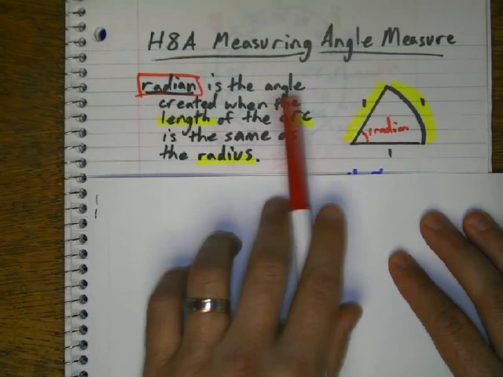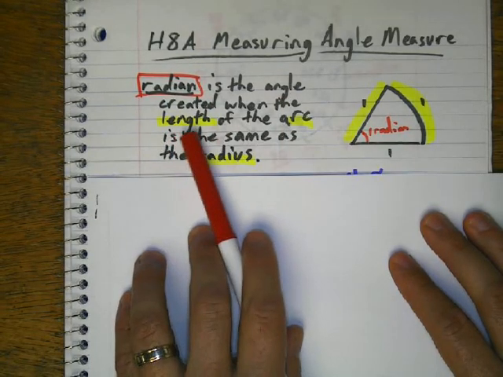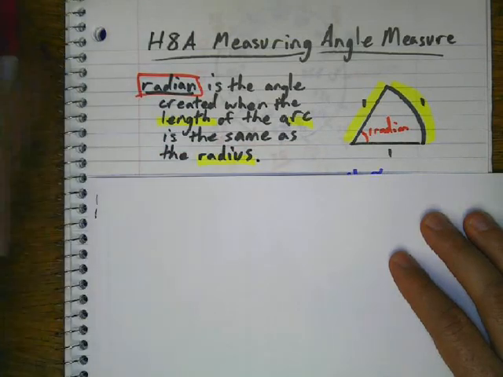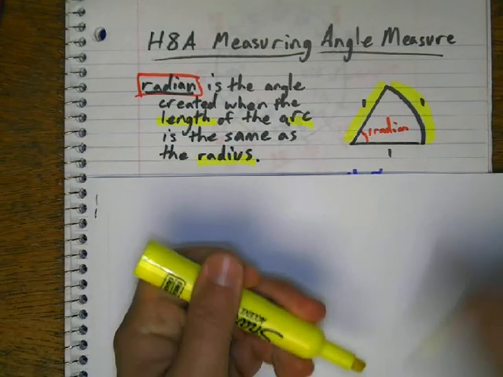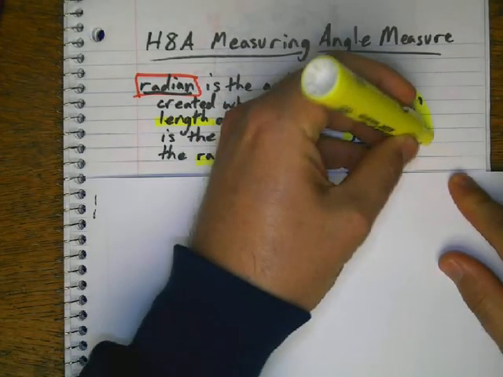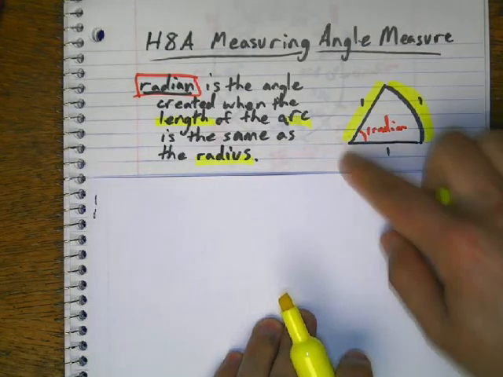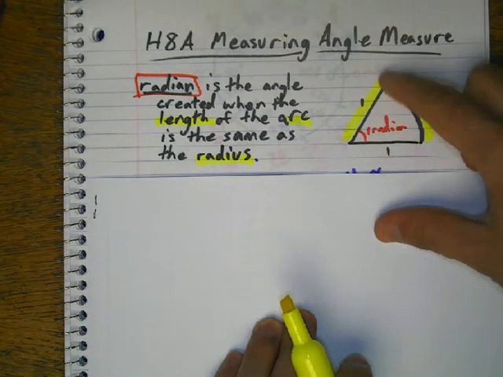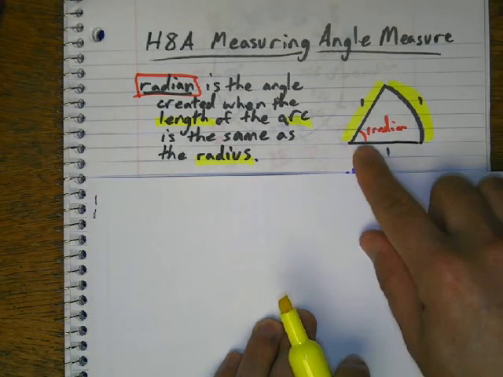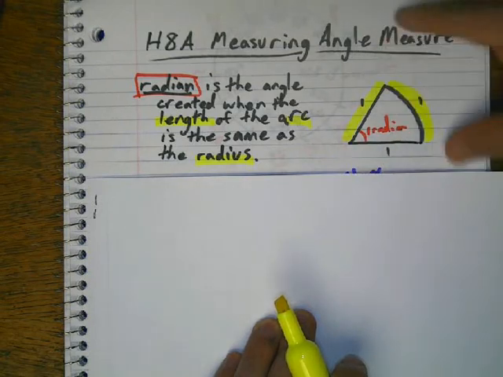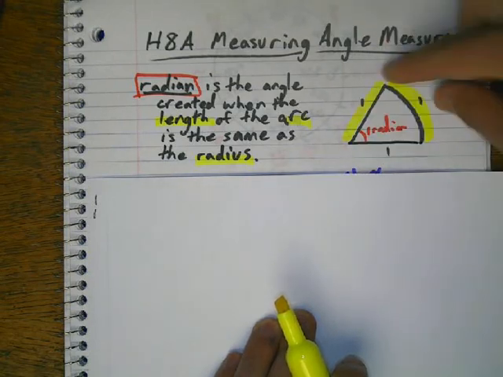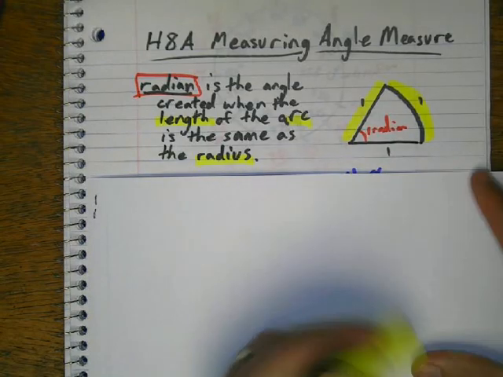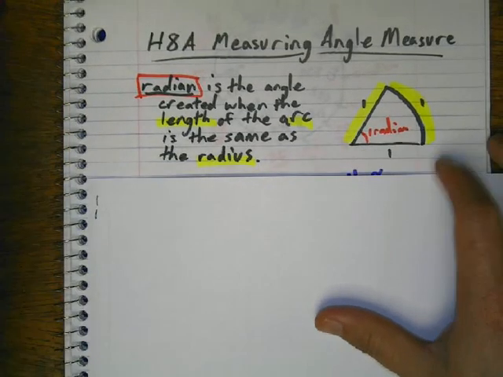A radian is an angle that's created when the length of the arc is the same as the length of the radius. So basically, if I was able to straighten out this line here, it would be the same length as the radius here. Regardless if that's 1 and that's 1, or this was 10 and that's 10, I'm still going to have the same angle because it would be the same proportion no matter how big or small, if this is the same length as this. So that's what a radian is.